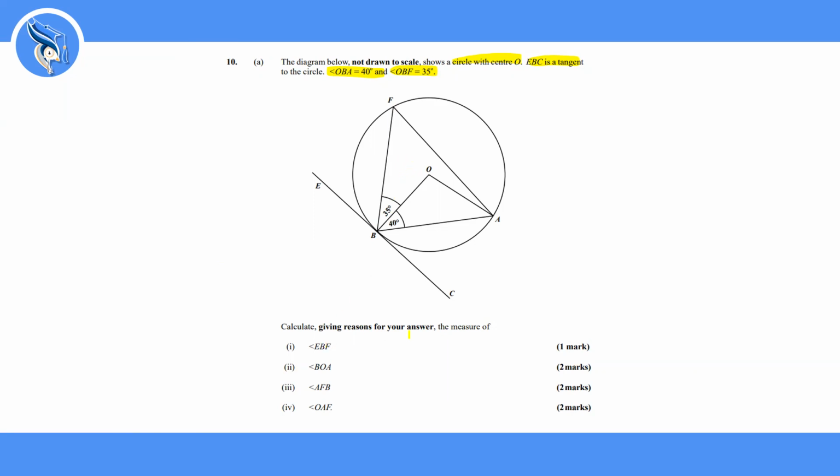So now they want you to find EBF. EBF would be right here. Right here. That's EBF.